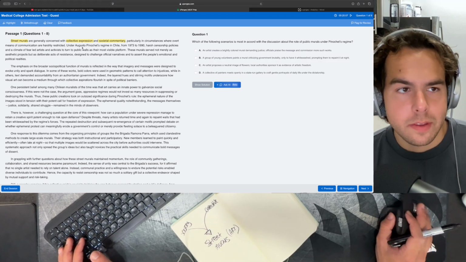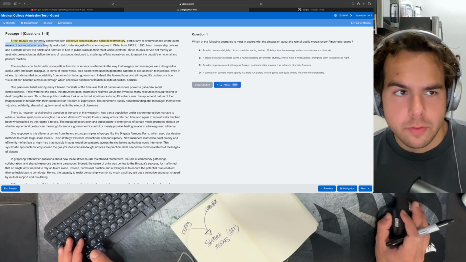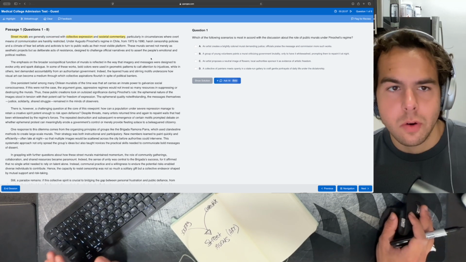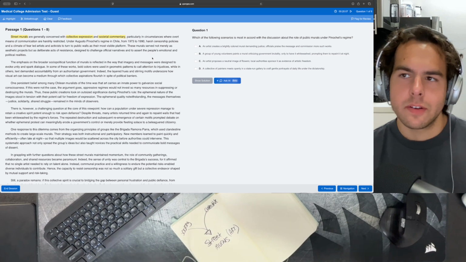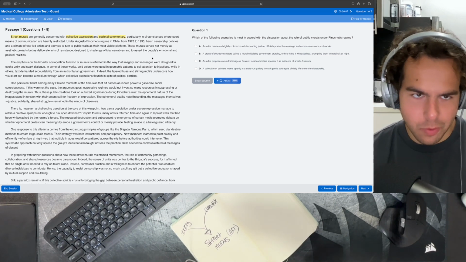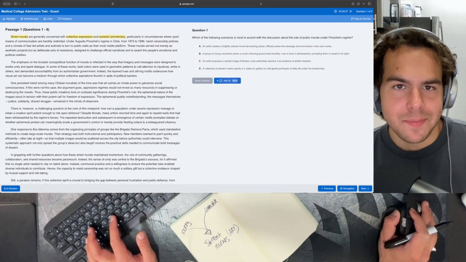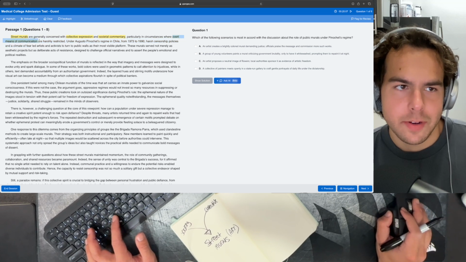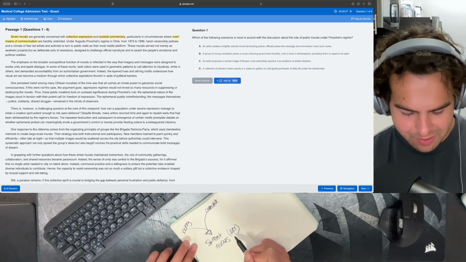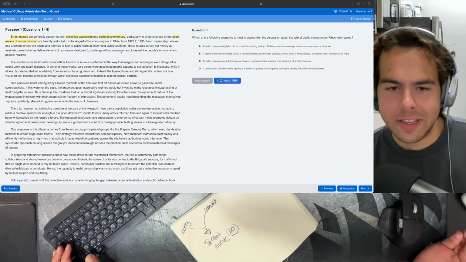Now, let's keep going. Particularly in circumstances where overt means of communication are harshly restricted. The AAMC always does this. They will not always tell you what it is outright. They use the word overt means of communication, which is essentially their way of saying art, because that's what an overt means of communication even is.